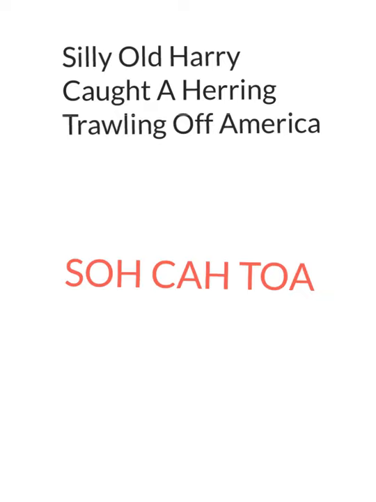There are two sayings that you may find easier for learning what sine, cos and tan are. The first one is silly old Harry caught a herring trawling off America. You take the first letter in each word. In the first sentence, we have silly old Harry, so we take the S, the O and the H, and that stands for sine, which is opposite over hypotenuse. Then in the next line, you do the C, A and H, which stands for cos. And cos is adjacent all over the hypotenuse.